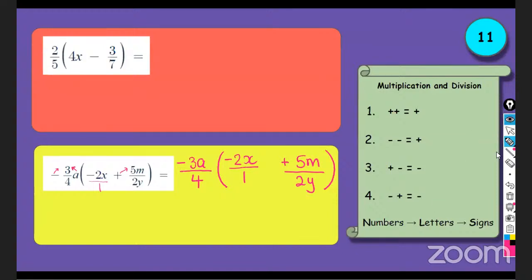Now, put in any missing signs. Like this 4, if you look to the left, you don't see a sign, so put in a positive, no? This 1, you don't see anything to the left, so it's a positive. And the same thing with the 2y. Multiply out the top using the numbers, letters, and signs, and then do the same thing for the underneath.